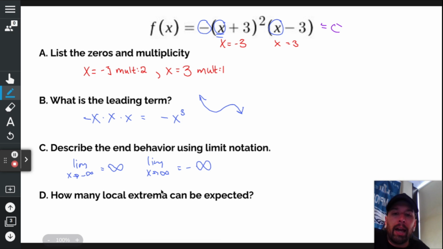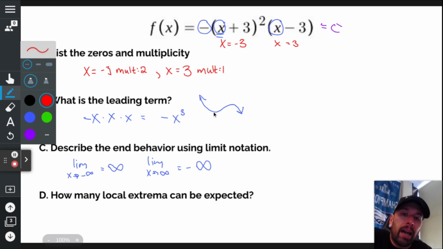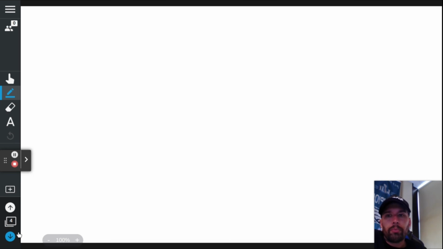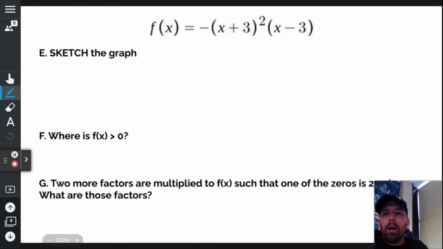How many local extrema can be expected? Well, if this is a cubic, then I can expect a local min right there and a local max right there, and nothing more that's local. So 2. Now I'm going to sketch this graph.